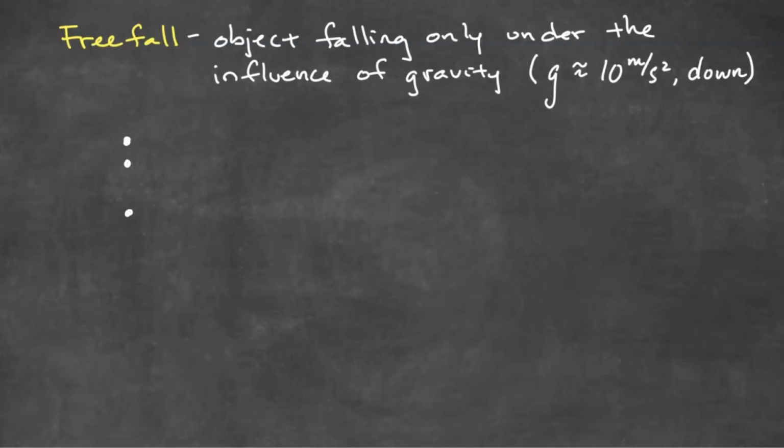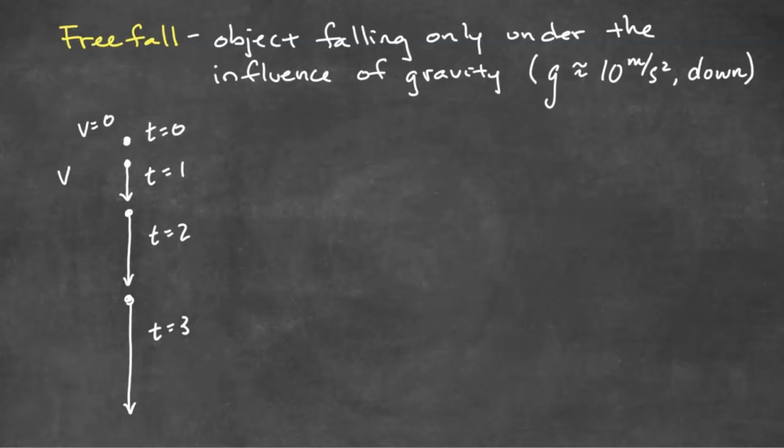So let's start with a ball that's dropping from rest. We're going to use a motion map to represent this motion. As it's falling, it's going faster and faster, so you notice that the dots are getting farther and farther apart. At 1 second, the velocity is 10 meters per second. At 2 seconds, the velocity is 20 meters per second. At 3 seconds, the velocity is 30 meters per second. So when we say that the acceleration is 10 meters per second squared, what we're saying is that every second, the speed is increasing by 10 meters per second.